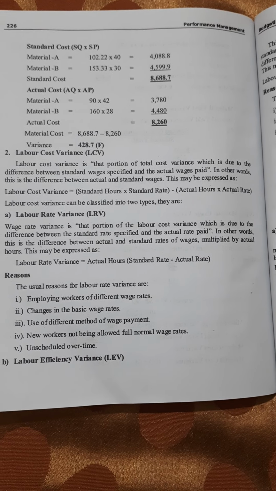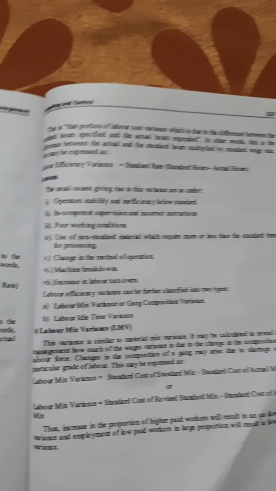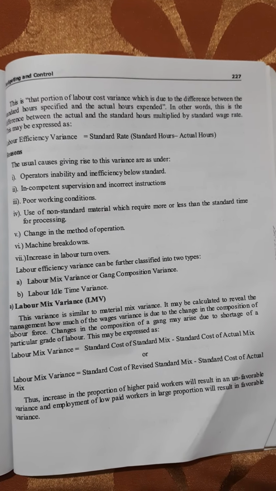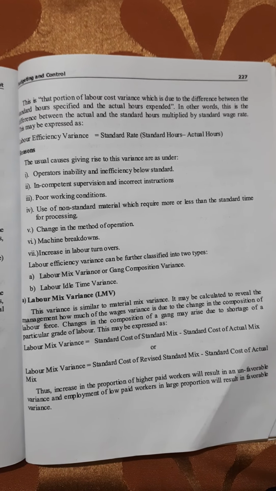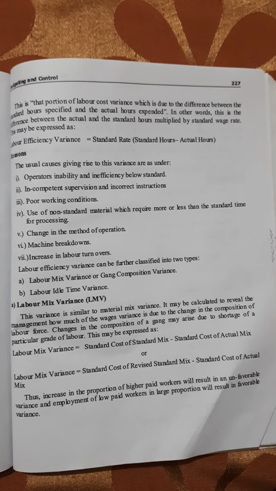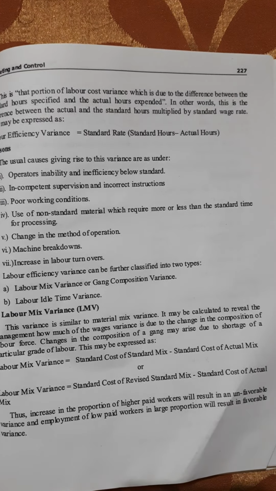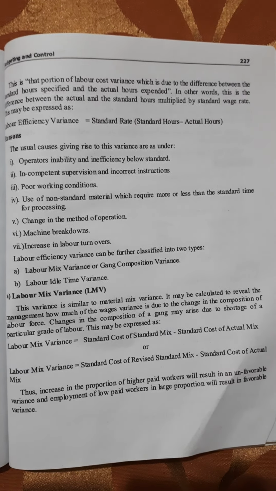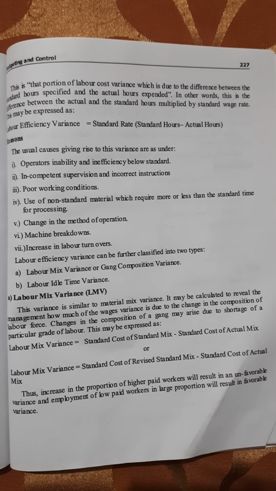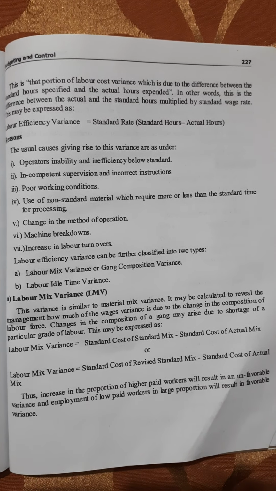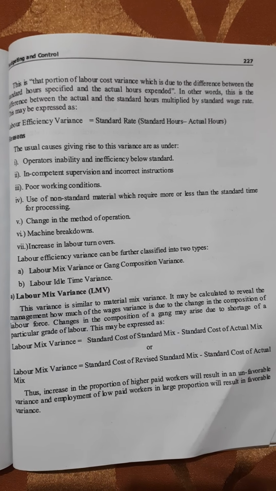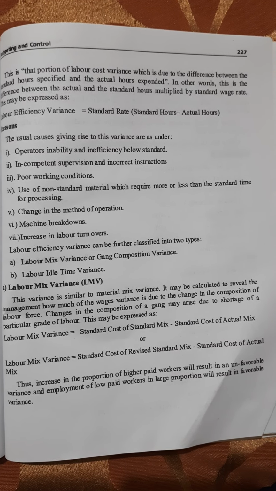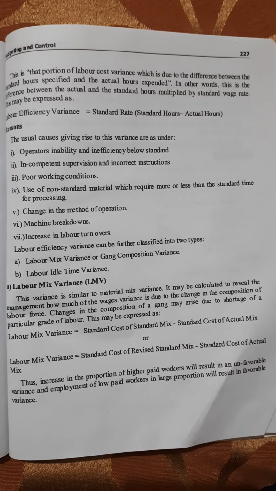Then we have labor efficiency variance, LEV. It is the portion of the labor cost variance due to the difference between the standard hours specified and the actual hours worked. For example, if a business specifies that an employee works about 8 hours a day, that is the specified hour given by the business. And what is the actual hour? For example, if the same employee worked for 7 hours, 8 hours is specified and the employee worked 7 hours. Clear? So there is a difference of 1 hour.